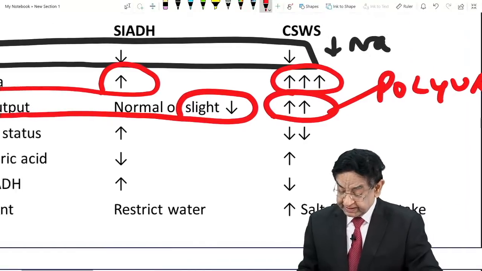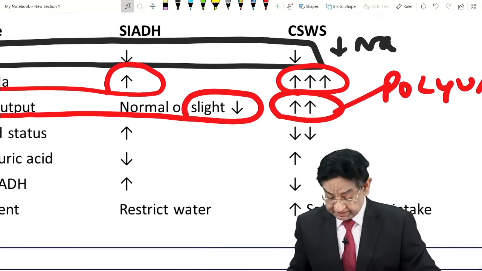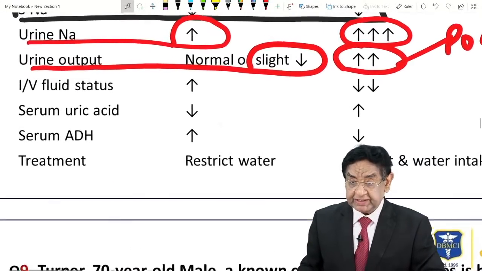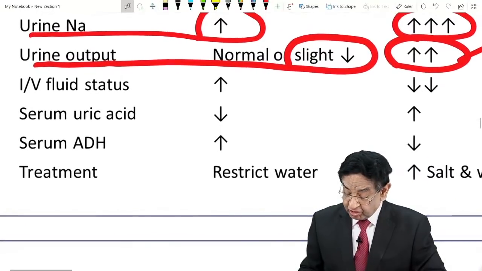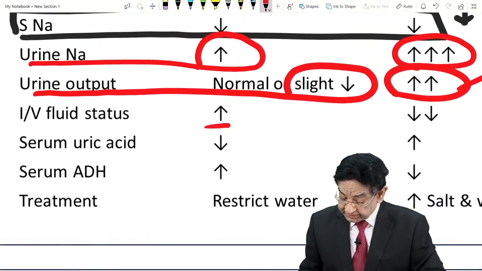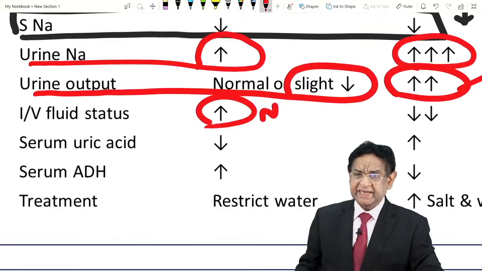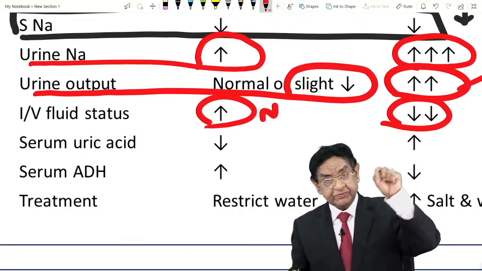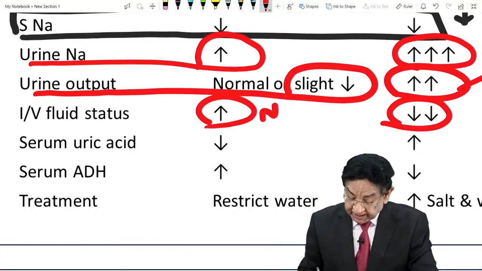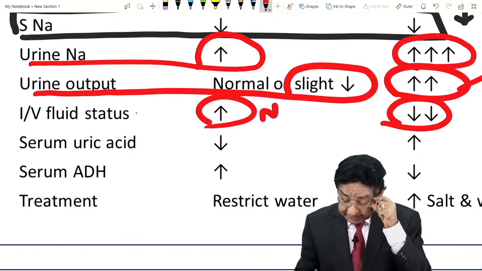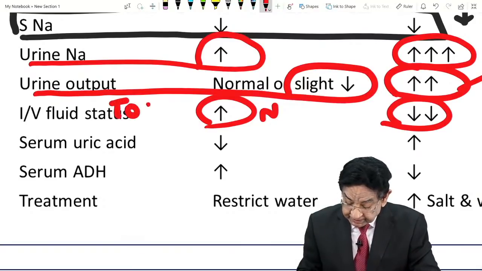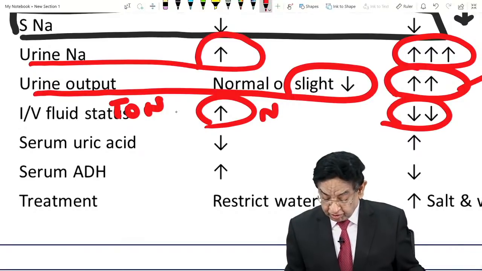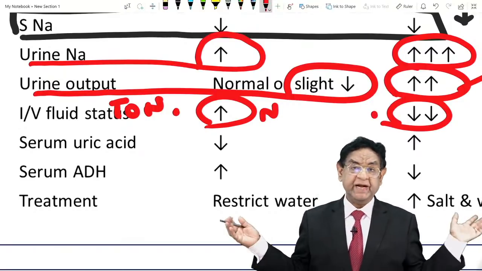Polyuria is there in cerebral salt wasting syndrome. Intravenous fluid status is normal or slightly increased, but the volume status is definitely very, very reduced. This we can check by tongue examination. So no need to say it will be normal and wet; it will be a dry tongue.